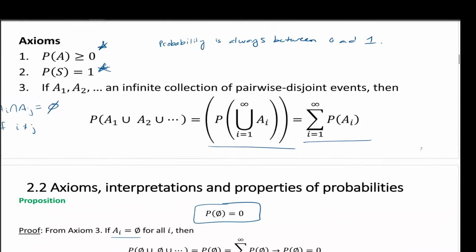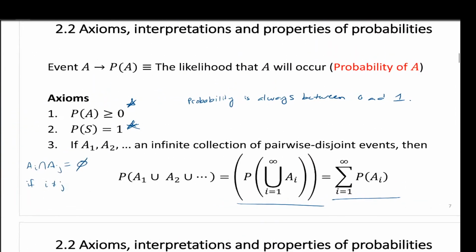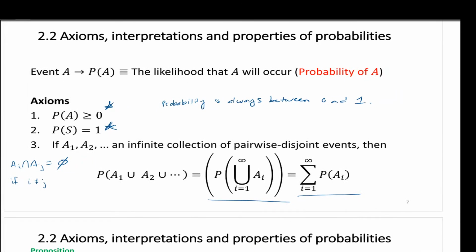Good question. So Ben says, what if AI and AJ are equal? So back here, that's fine. Okay, so AI and AJ are equal only if I is equal to J. So the assumption here, Ben, is that in number 3, A1 is not equal to any of the other sets, A2, A3, etc. So AI is equal to AJ only if I is equal to J. So that's basically an alternative way to say this assumption.